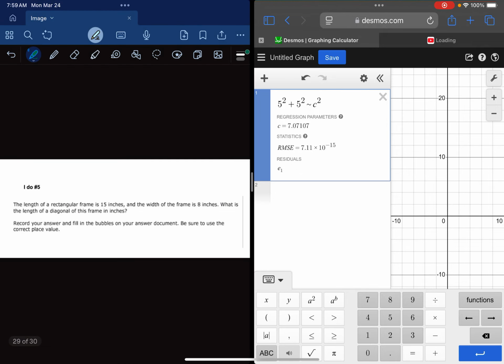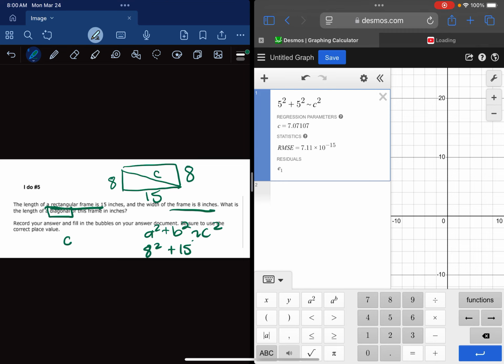Okay, I do number 5 says the length of a rectangular frame, so we're going to draw a rectangle, is 15 inches, and the width of the frame is 8 inches. What is the length of the diagonal? So when we see that word diagonal as well, we know that we are looking for C. Now we're given our A, we're given our B, we're going to be looking for our C. So A squared plus B squared tilde C squared. We have 8 squared plus 15 squared tilde C squared.